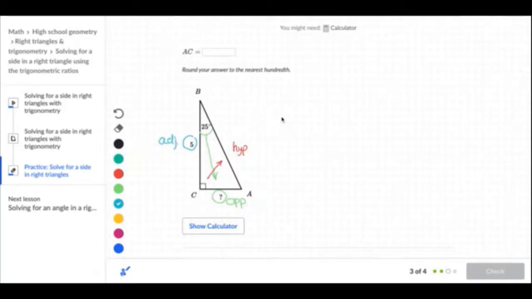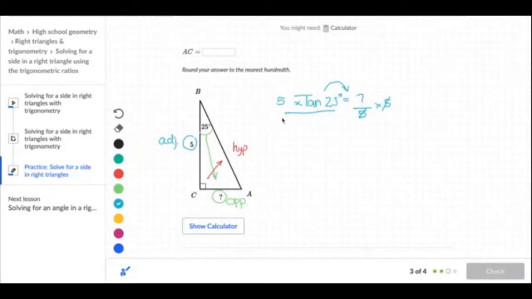Then we finally come over to tangent, so TOA, opposite over adjacent. We have both sides, so that can work. So we're going to be using tan. So tan 25 equals the question mark over the adjacent, which is 5. So this is TOA, opposite over adjacent, the question mark over 5. Now we can multiply 5 on both sides to get rid of the 5 on the other side and leave the question mark alone. That leaves us with this equation, which will give us our answer of AC.